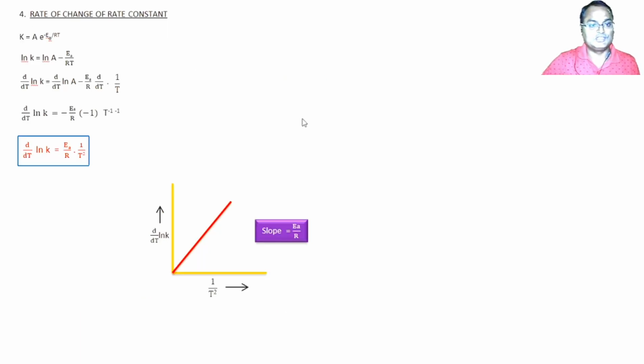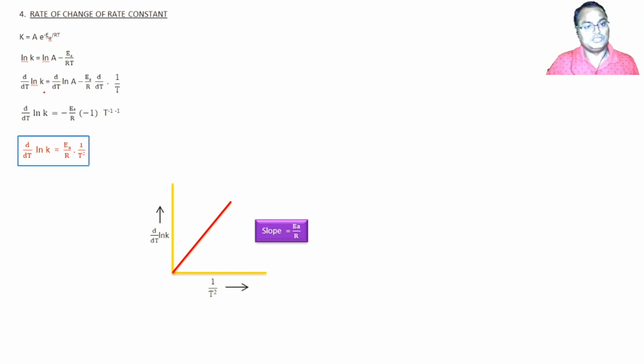Okay, see the next one. See, rate of change of rate constant. See, this is the Arrhenius equation. K is equal to A e to the power minus E upon RT. Take log K, this is log A minus E upon RT. And now differentiate this with respect to T.